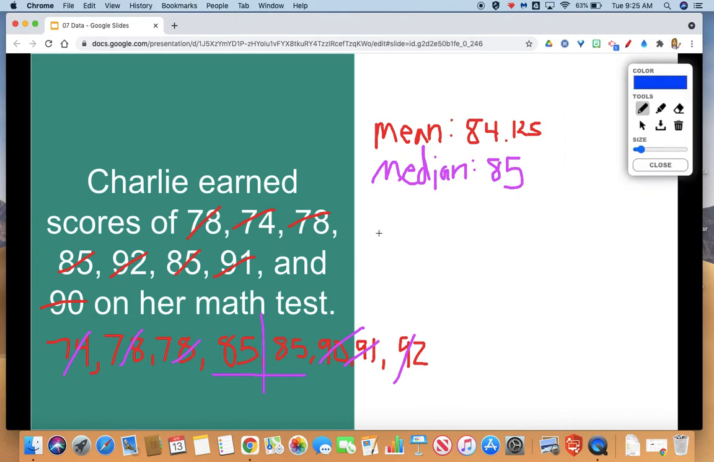Let's move on to mode. Mode is which numbers occur the most. Remember, you can have no mode, one mode, or more than one mode. What do you notice about this data set?